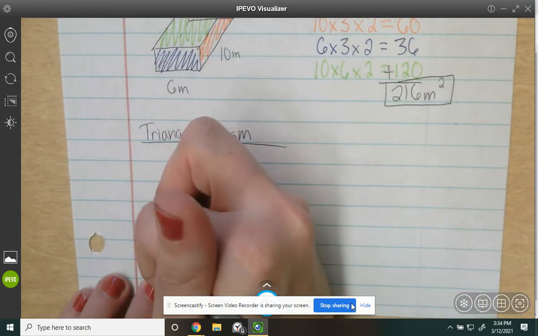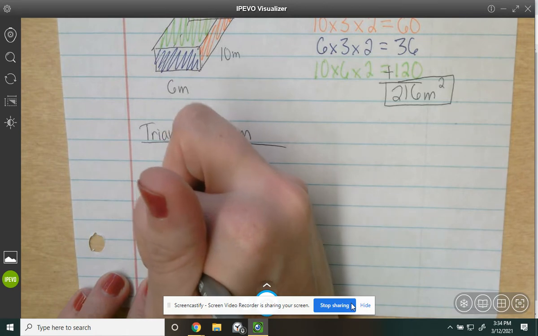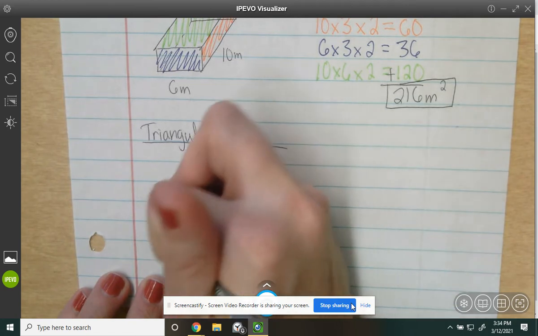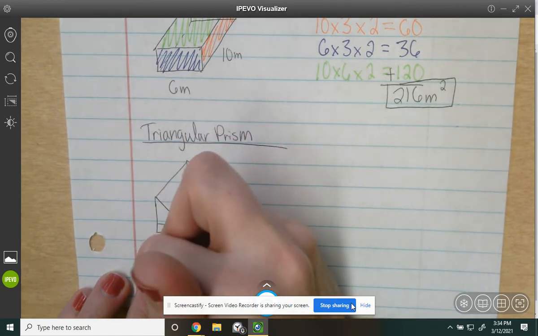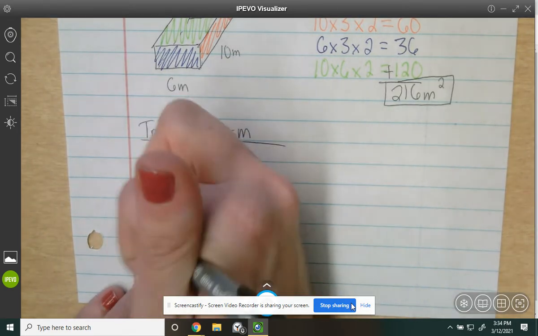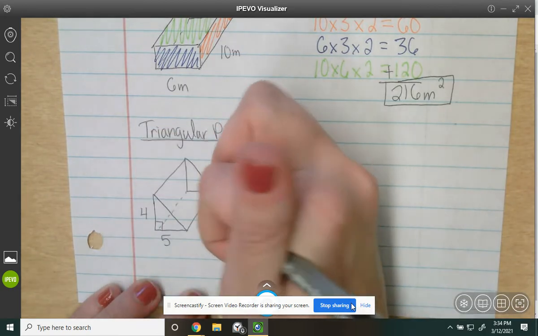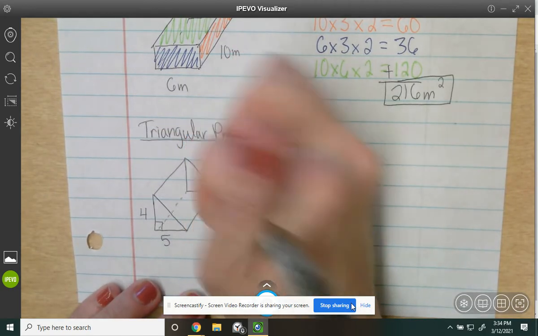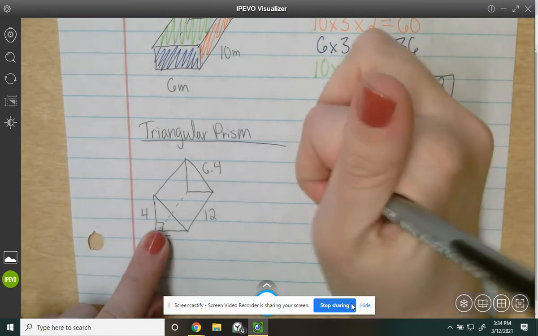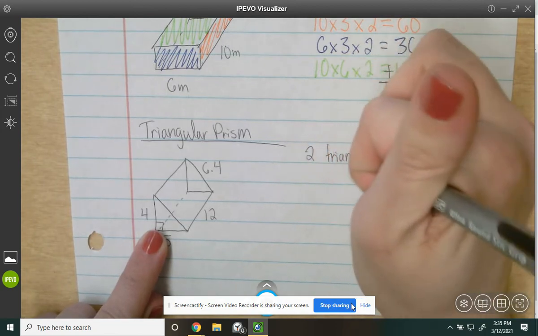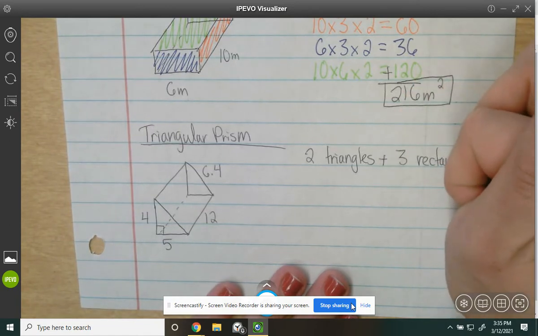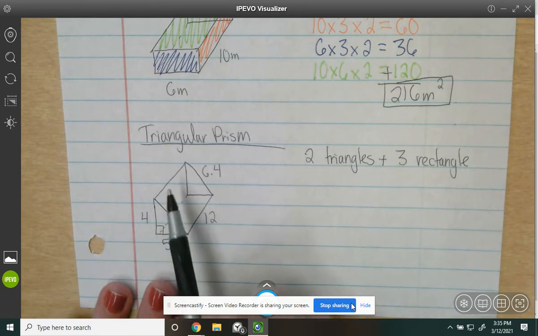Okay, let's just do a right triangle one. Draw another right triangle here. It looks like that. Let's label it 4, 5, 12, and then 6.4. So what two shapes do we see here? Well, I see two triangles, this one and that one, front and back. Plus, I have 3 rectangles, and that's just the rectangle wrapping off of each side of my triangle.